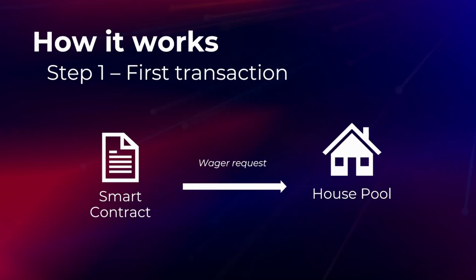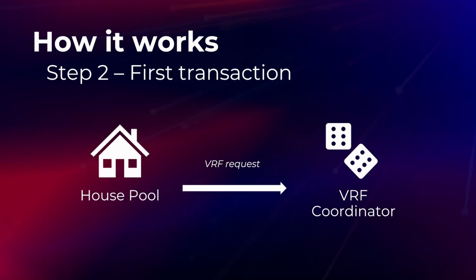Firstly, a developer's smart contract would make a request to the house pool. In the request would be the wager's parameters, as well as transferring over the amount of tokens required in the wager. The house pool would then make a request to Chainlink's VRF coordinator, and this would all be done in the same transaction as the developer's smart contract making the request to the house pool.